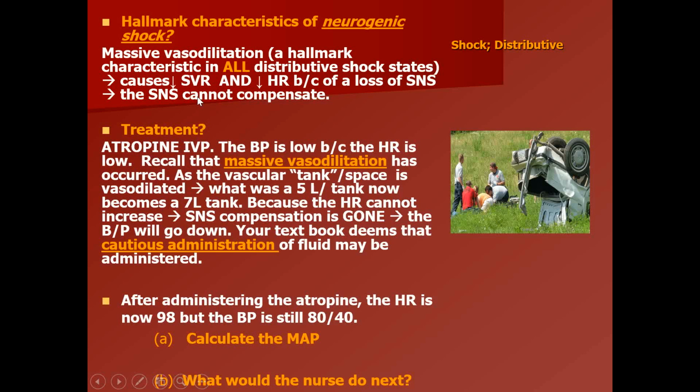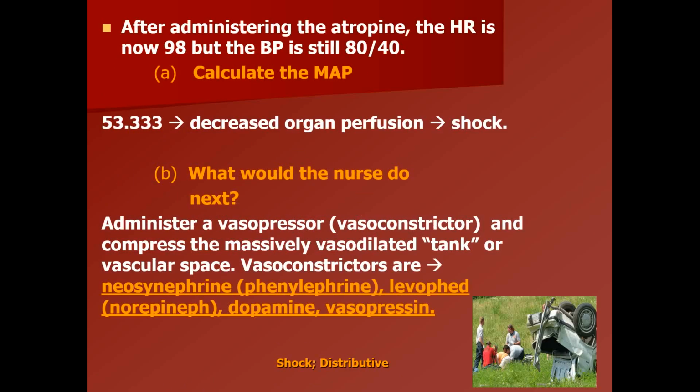So you have two things that cause a decreased cardiac output: a massively vasodilated vascular space, so that's decreased systemic vascular resistance, and then you have a low heart rate, which is also contributing to the low cardiac output, and then you have an inability of the sympathetic nervous system to compensate because that parasympathetic rest and digest system rules. What is the treatment? Well, if the heart rate's low, we want to increase the heart rate, and then we want to counteract the vasodilation by giving vasopressors.